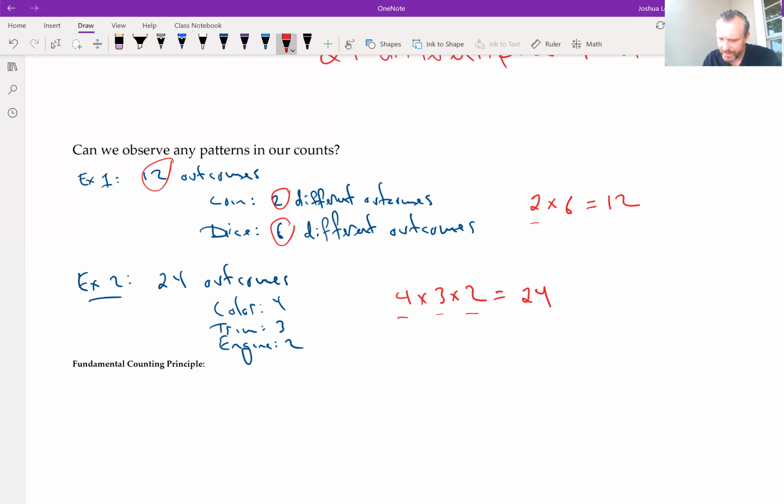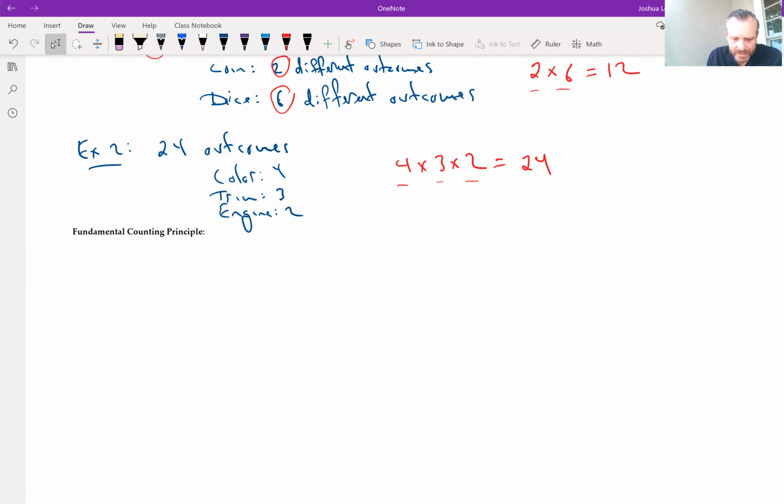Interesting. So it seems that if I want to know the total number of outcomes, I can just look at the individual events and figure out how many outcomes those have by themselves and find the product. And that is precisely right. That is what's known as the fundamental counting principle.